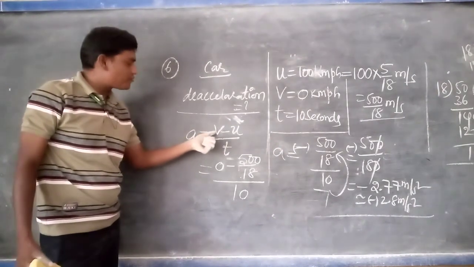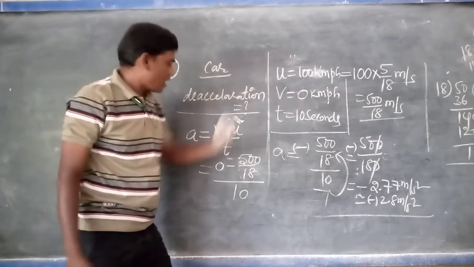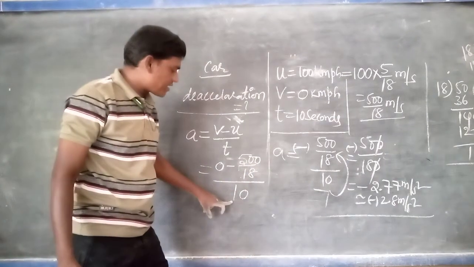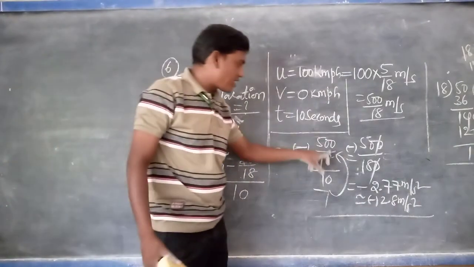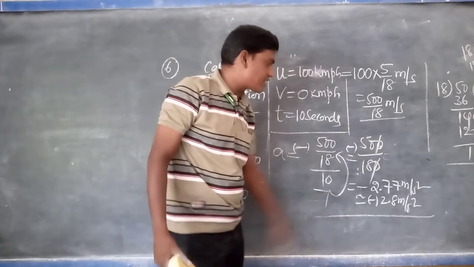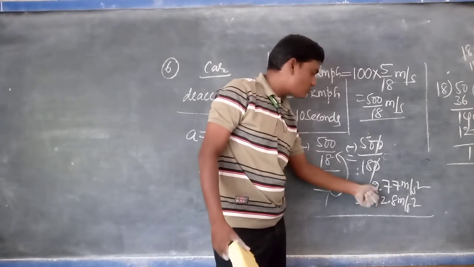So a equals v minus u upon t. Then the v value is 0 and the u value is 500 by 18, by 10. So minus of 500 by 18 by 10, minus of 500 by 180. The 0 gets cancelled. 50 by 18 means 2.77, so minus 2.77.